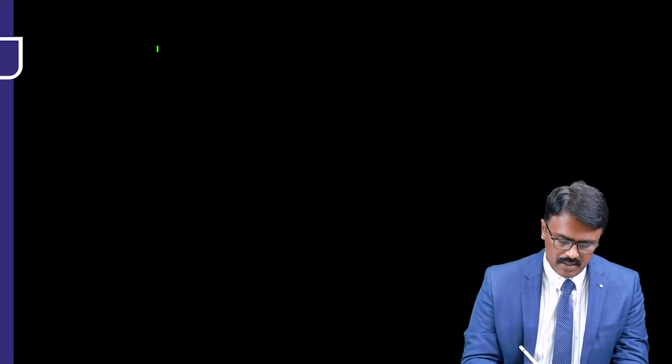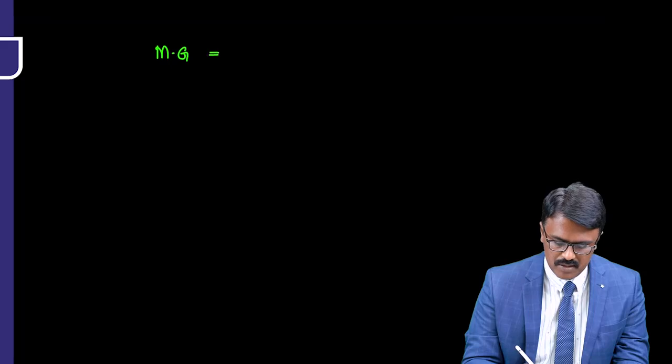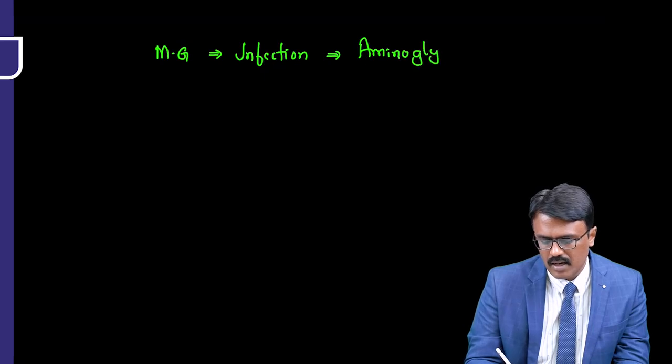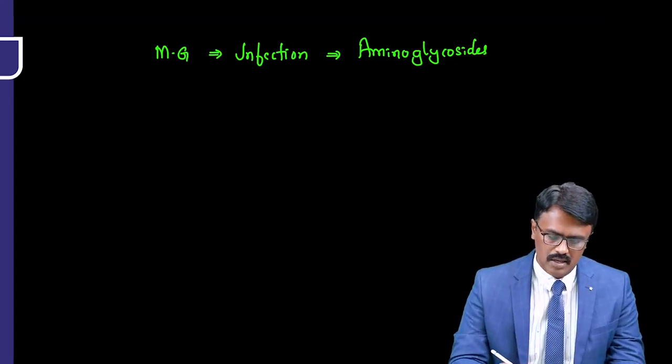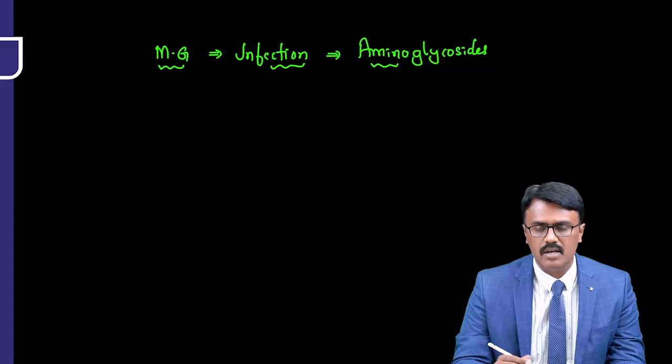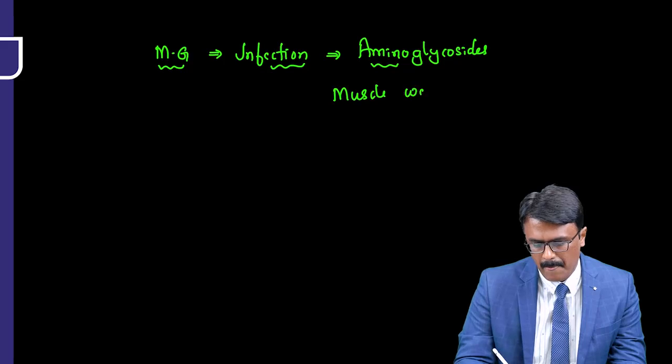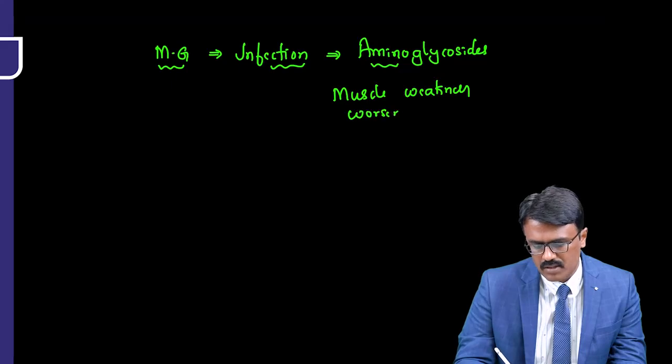Now one more important application they will ask you: suppose a patient with myasthenia gravis develops an infection. He develops some gram-negative infection and the doctor gives him aminoglycosides. Aminoglycosides are antimicrobials, particularly used for gram-negative infection. Now when the patient has myasthenia gravis and an infection and we give an aminoglycoside, the muscle weakness worsened. What is the reason why it worsened?